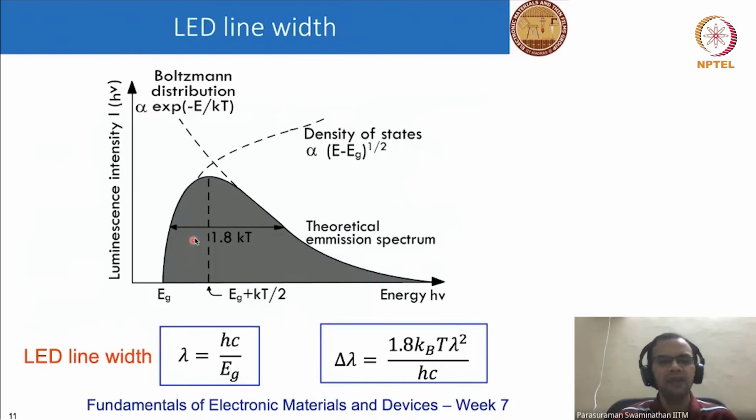Now LEDs have a finite line width. The wavelength at which an LED operates depends upon the band gap of the material because lambda is just hc by Eg. Remember, the electrons are recombining from the conduction band edge to the valence band edge. But there is also a finite band width because the electrons are not all at the band edges. They are distributed close to the band edges, which means there is also a line width delta lambda, and we can show that the line width depends upon the temperature and it also depends upon the emission wavelength.